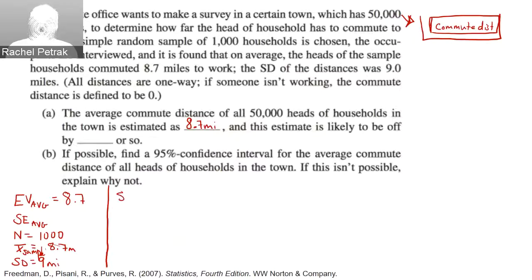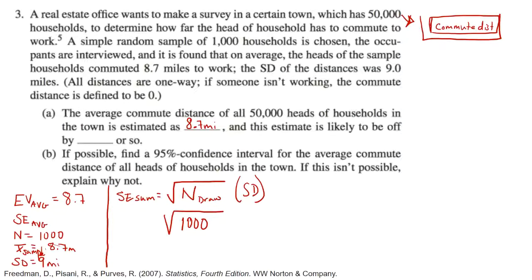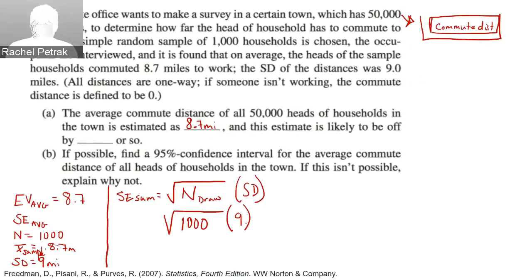And the standard error for the sum is, of course, the square root of our number of draws, or N for the sample, times the standard deviation: square root of 1,000 times our standard deviation of 9. So this is approximately 285 miles. Okay.